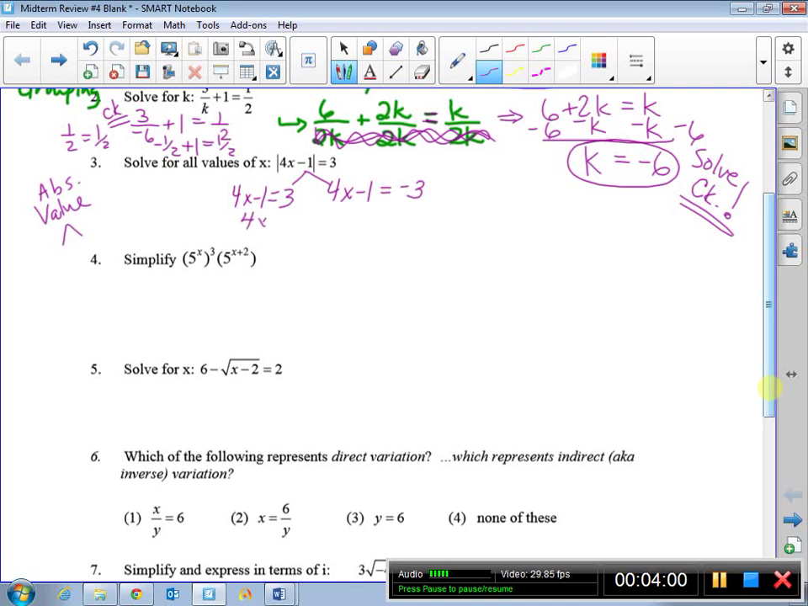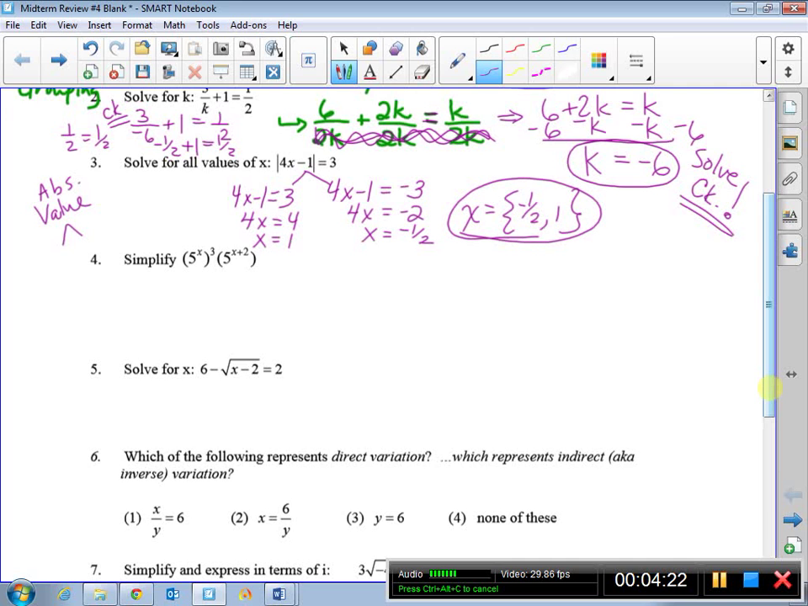Adding 1 gives me 4x equals 4. Divide, and x equals 1. Adding 1 gives me 4x equals negative 2. Divide, and I have x equals negative 1/2. Now once again, I've just solved an equation, and I can certainly check my answers. If you've solved for x, you can check your answers.